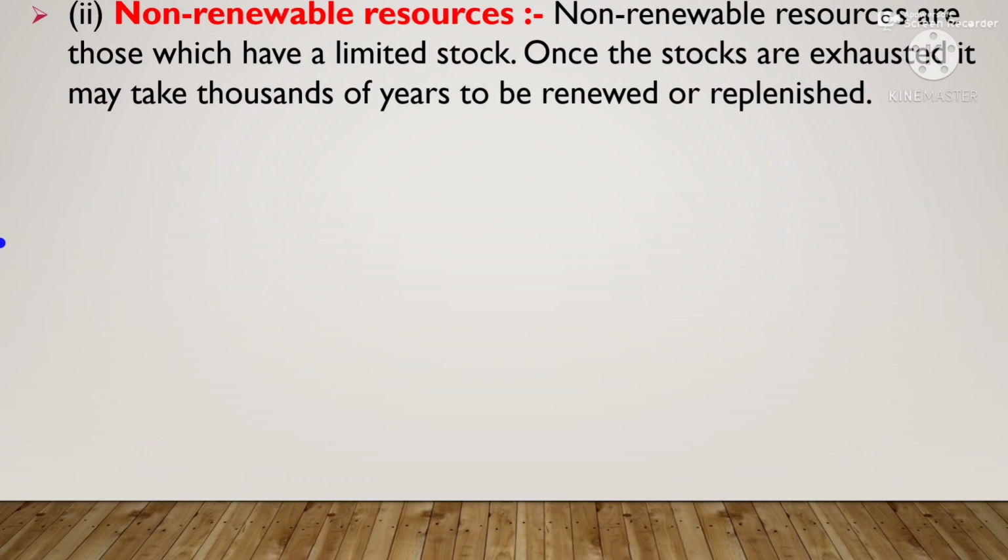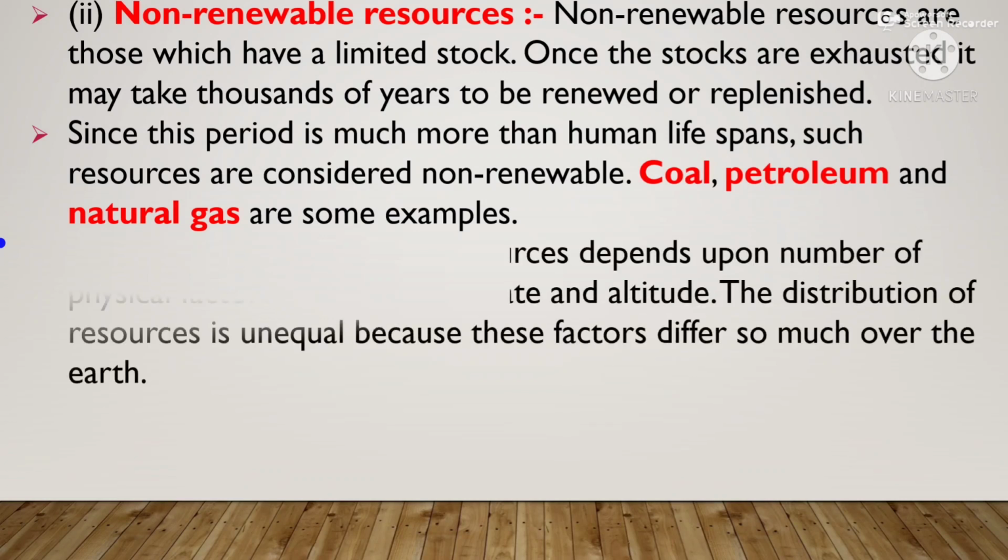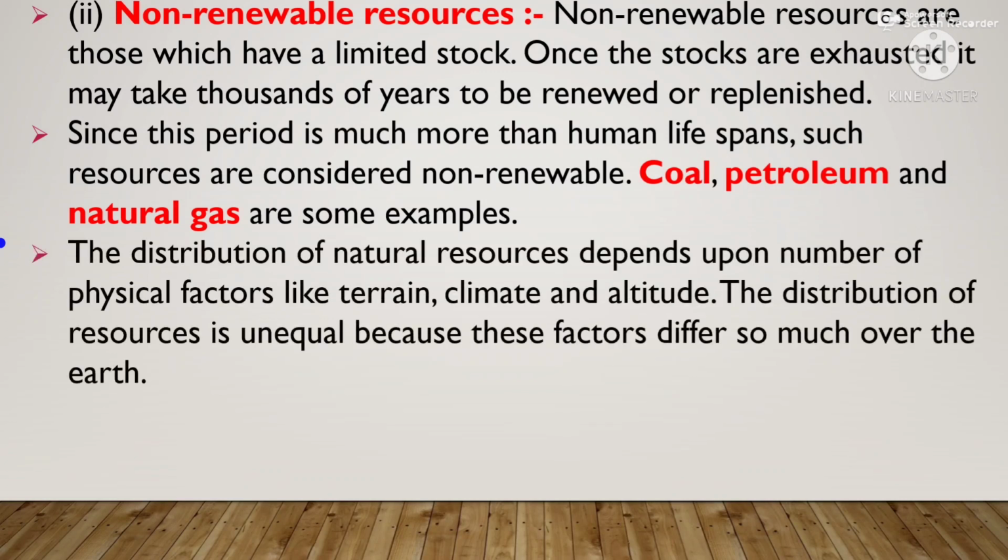So next one is your non-renewable resources. Non-renewable resources are those which have a limited stock. Once the stocks are exhausted, it may take thousands of years to be renewed or replenished. Okay, students? Since this period is much more than human life once, such resources are considered non-renewable resources. Coal, petroleum, natural gas are some examples of non-renewable resources. So these are limited. If they get exhausted, they take so many thousands of years to be renewed.